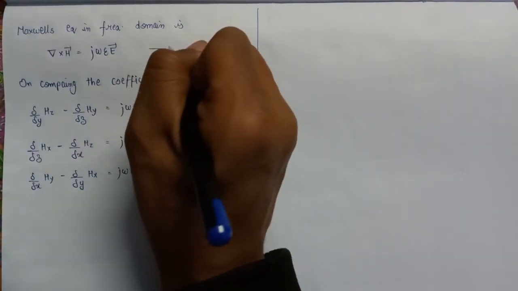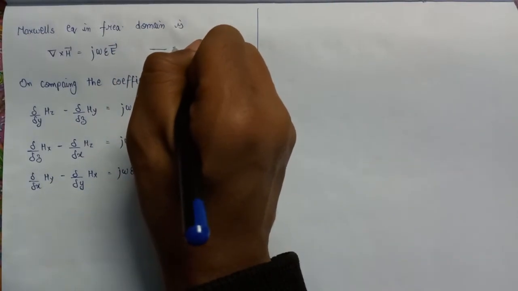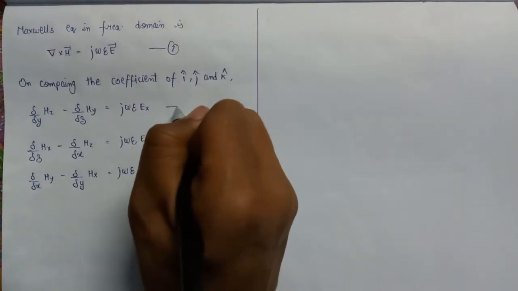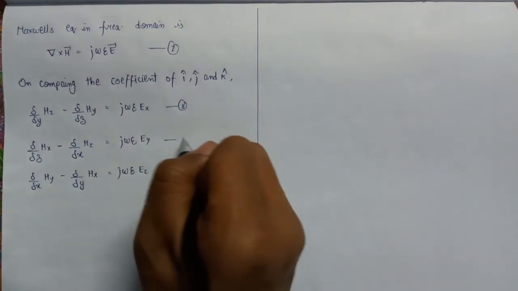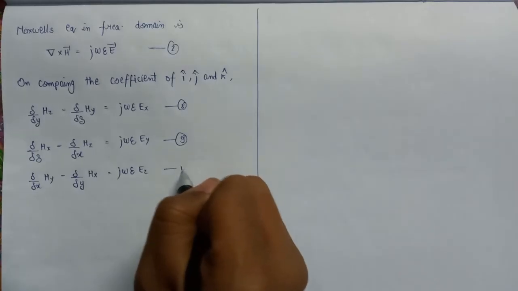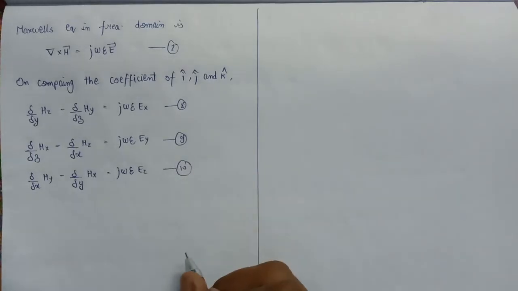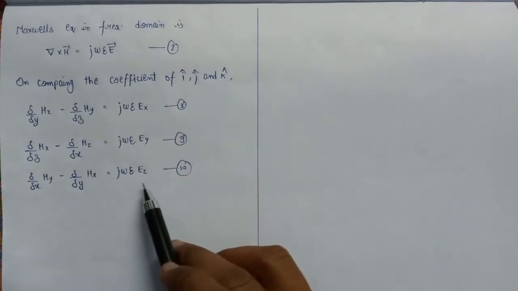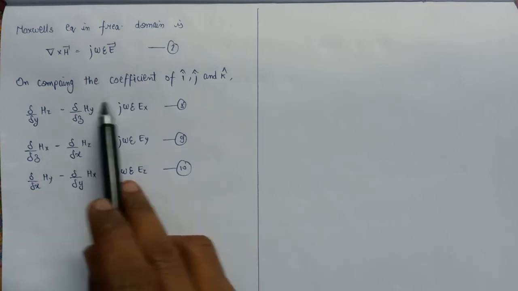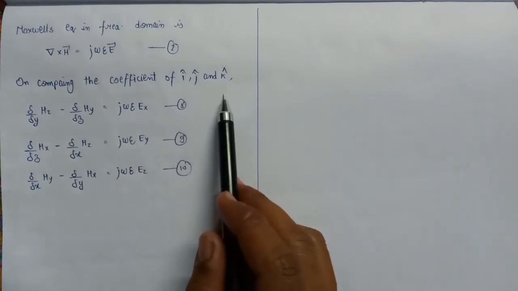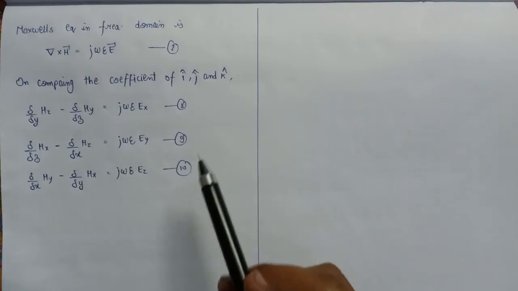This is our equation number 7. This is our equation number 8. This is equation 9 and this is equation 10. So these are the expressions that we get after comparing the coefficients of i cap, j cap and k cap on both the LHS as well as the RHS.